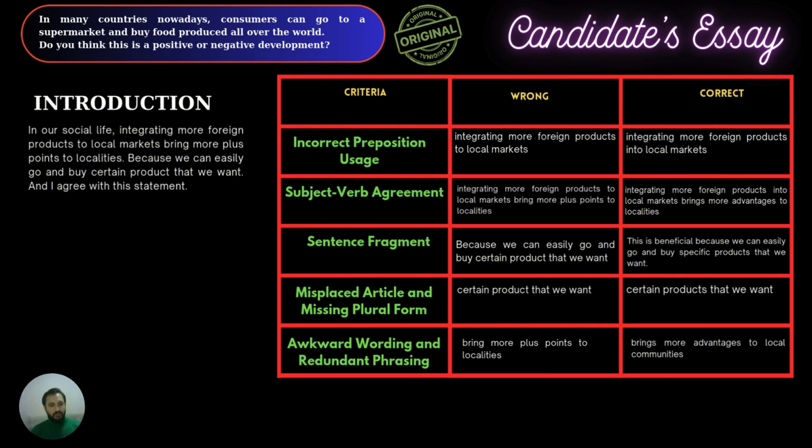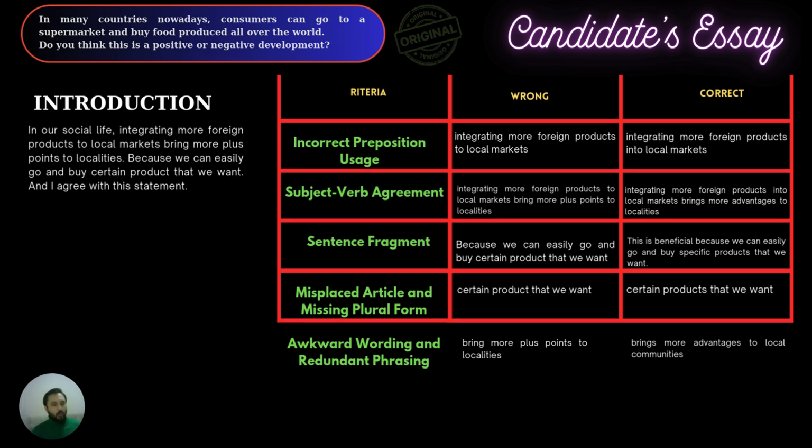So the correction is certain products that we want. And then the last one, awkward wording and redundant phrasing. So, bring more plus points to localities, but plus point is informal and awkward in this context. Benefits or advantages would be clearer. So the correction would be brings more advantages to local communities. Is everything clear? So let's move on.